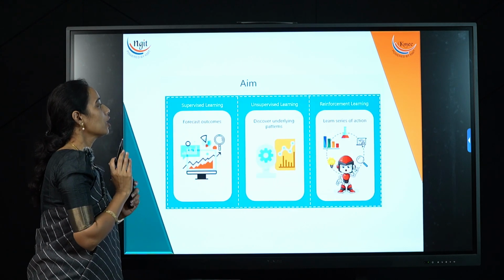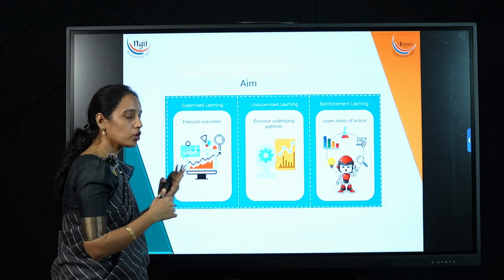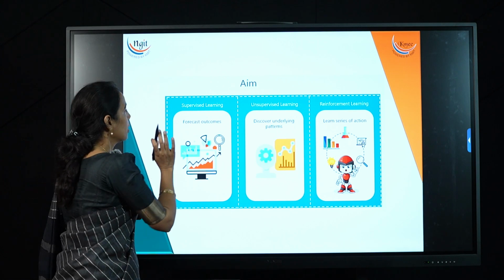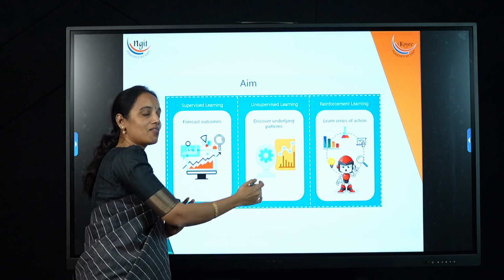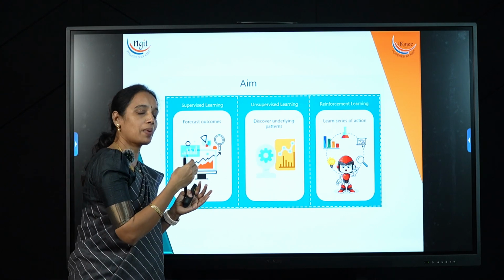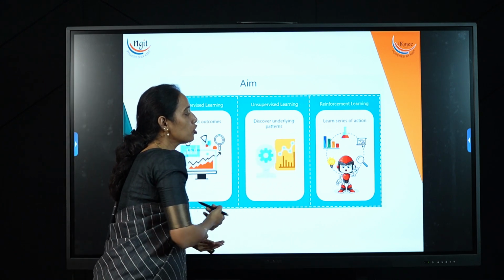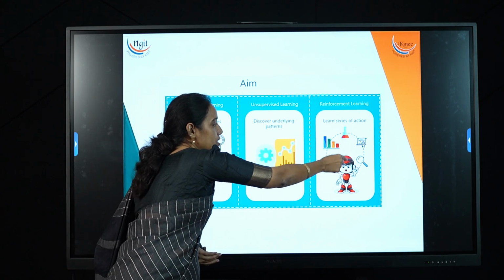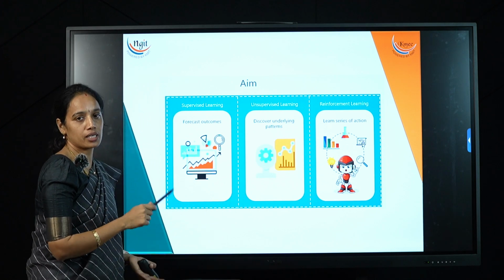And coming to the aim, if it is supervised machine learning, we are going to forecast the outcomes. Outcome of a particular variable is the aim of supervised machine learning. Coming to the unsupervised, it is going to discover the underlying patterns. It itself is going to discover the underlying patterns, and accordingly it will produce the output. And in reinforcement learning, it is learning a series of actions. A series of actions it will learn, and accordingly it is going to get the reward or punishment further.